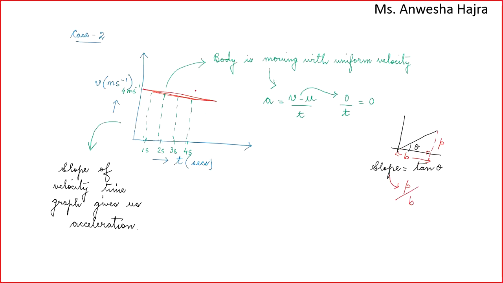Now in this graph you see the angle theta is 0. So slope is 0. If slope is 0, what does the slope give us? Acceleration. So if slope is 0, acceleration is 0. So the slope of the velocity time graph gives us acceleration.